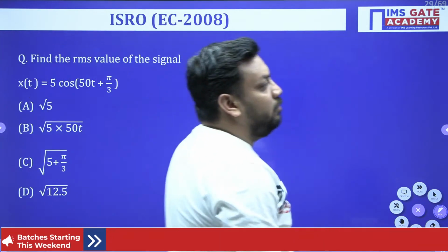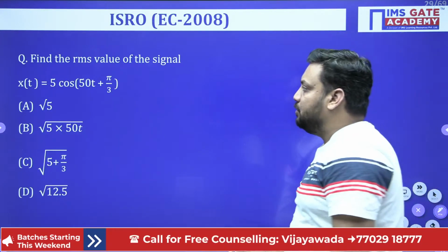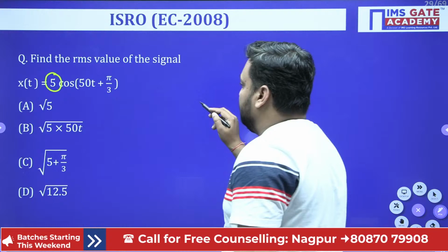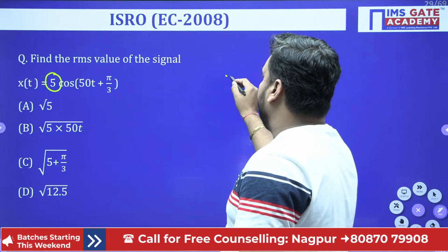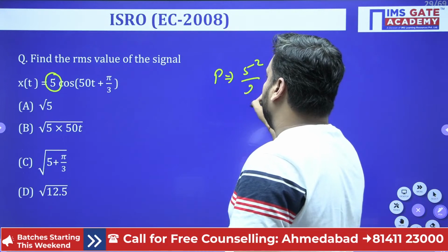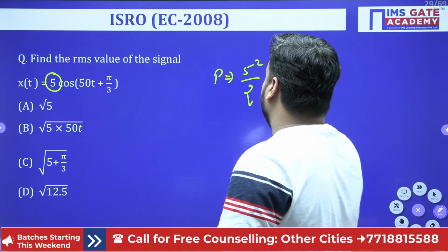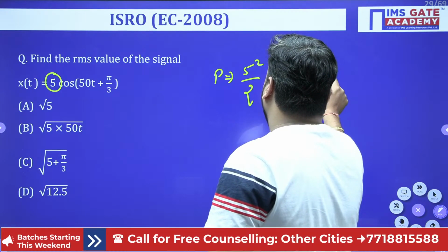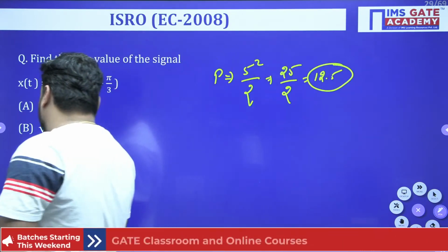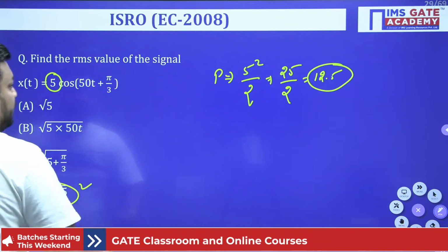Find the RMS value of this, guys. Simple question, easy question. Whenever only one term is there for cos or sine, then you can directly apply the power formula A square by 2. So it is 5 square by 2, which is 25 by 2, so it is 12.5. And the RMS is nothing but root of power. So the answer is root 12.5. That's it. Option number D.